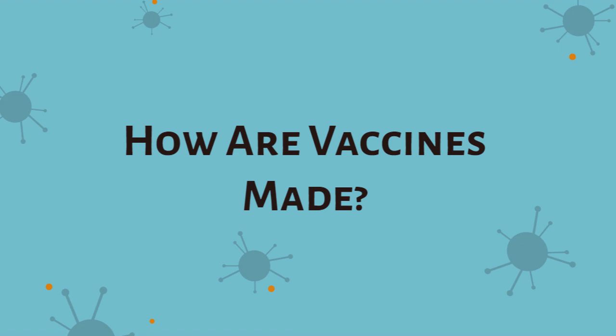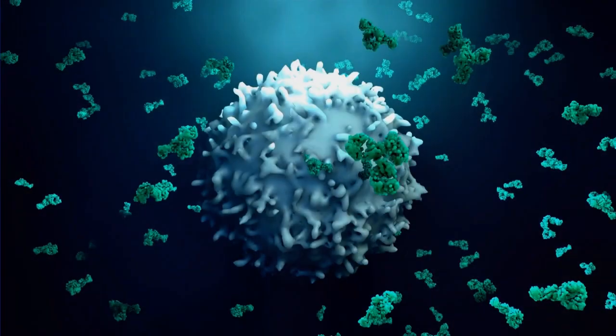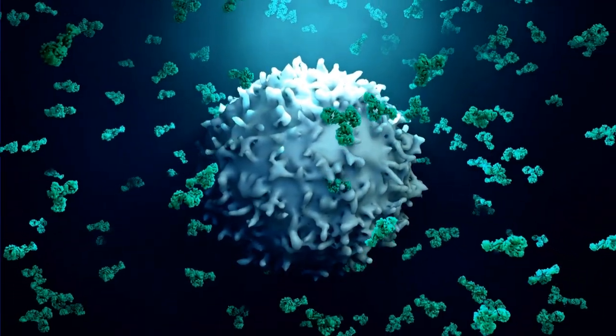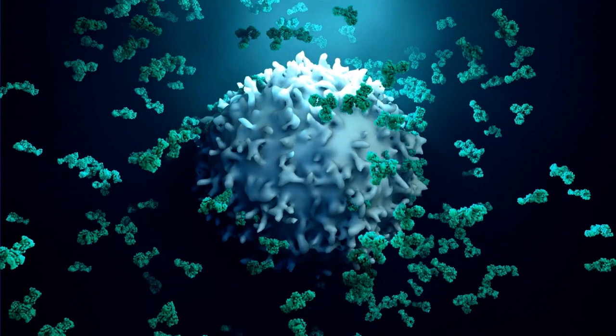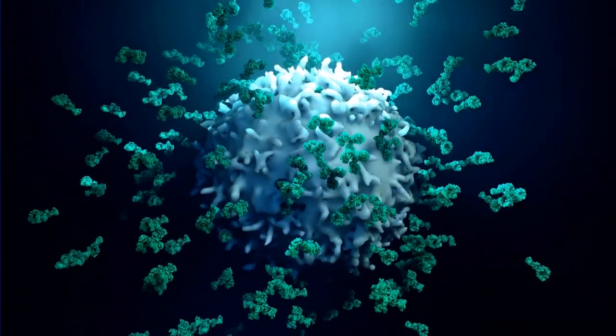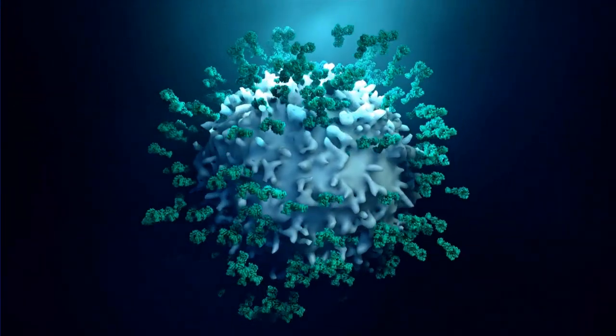First, how are vaccines made? Vaccines contain bits or pieces of a virus. Viral antigens trigger the body's immune response, leading to the creation of antibodies that fight the invader. Antibodies remain in one's immune system, allowing vaccinated individuals to be prepared to fight against the disease in the future.